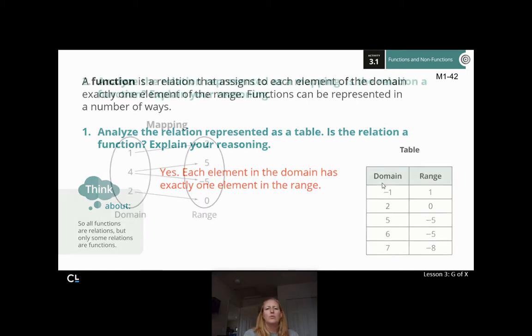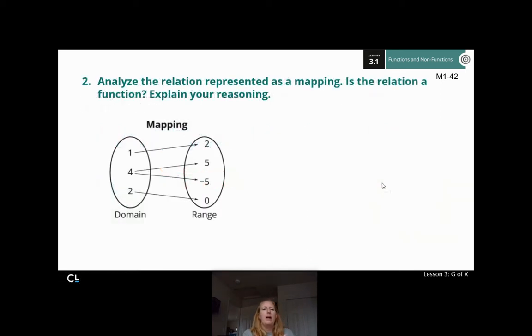So I got a few more of these for you, as you can see. What about our mapping? Again, hit pause, jot down your thoughts. Is this relation a function? And then hit play when you're ready to check your work.